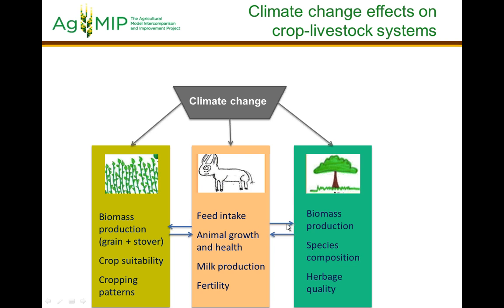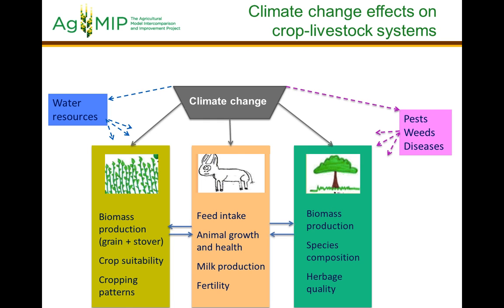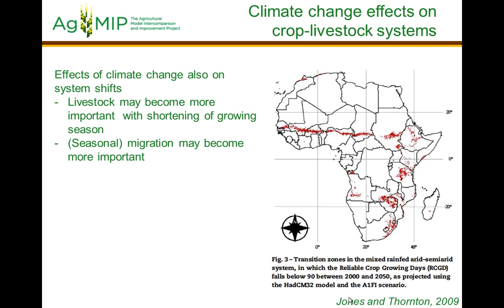Of course, there are also feedback loops from the animals to the crops and the grazing lands. And then we have some other factors that play a role, because as the climate changes, we will get some changes in our water resources that might have an impact on both the crop and the livestock again. And climate change will have an impact on pests, weeds, and diseases, but again, how that will play out is still very uncertain. We know that it will have an effect, but we really don't know how, where, and what, basically.